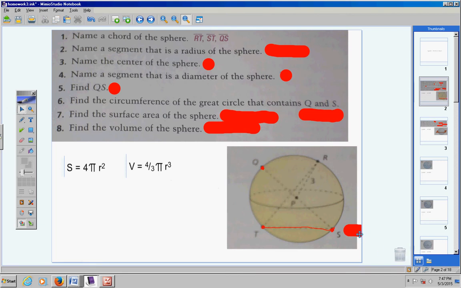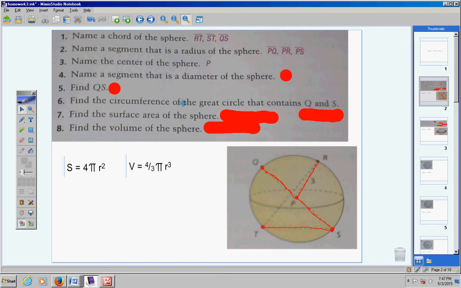Alright. Okay, moving on now to number 2. Number 2 says name a segment that is a radius of the sphere. Alright, a radius. Well, guys, look. A radius is a segment that starts at the center and goes to the edge. So PR is a radius. Also, PS is a radius. And also PQ is a radius. So any of those three would be totally fine, okay? A radius runs from the center of the sphere to the edge. Name the center of the sphere. Well, it's P. P is the center, alright?